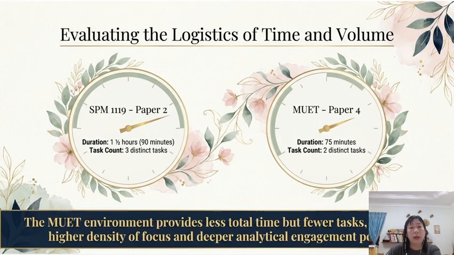First, let's take a look at the logistics of time and volume between these two test papers. For SPM English paper, which is paper 2, students are given 1.5 hours to complete 3 distinct tasks. In MUET writing paper, students are only given 75 minutes for 2 distinct tasks. Although the time given is less and the students have fewer tasks to complete, we cannot deny the fact that for the MUET writing paper, it requires a higher density of focus and deeper analytical engagement per task.